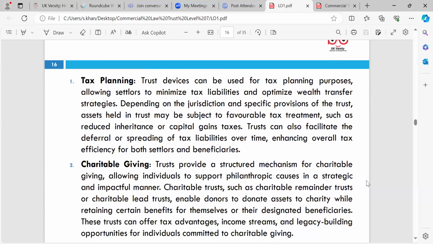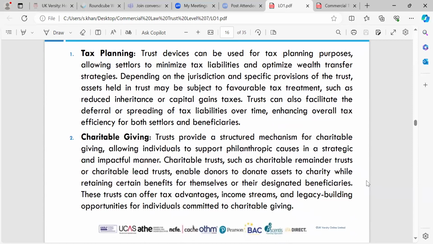Tax planning. So trust devices can be used for tax planning purposes, allowing settlors to minimize tax liabilities and optimize wealth transfer strategies. Depending on the jurisdiction and specific provisions of the trust, assets held in trust may be subject to favorable tax treatment, such as reduced inheritance or capital gains taxes. Trusts can also facilitate the deferral or spreading of tax liabilities over time, enhancing overall tax efficiency for both settlors and beneficiaries.